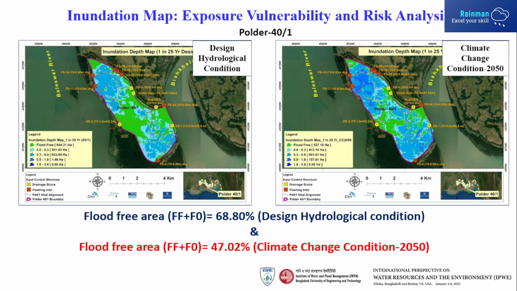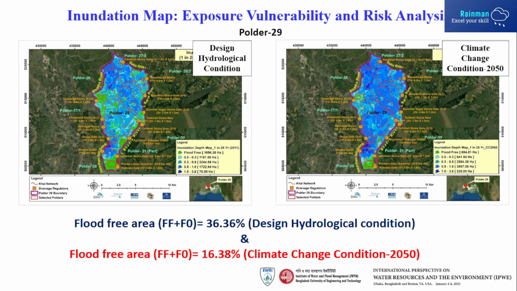And this is for Polder 40/1, and the inundation free area is 68%, and in the climate change condition here 47.02%. And for Polder 29, the flood free area is 36%, and in the climate change condition 16%. So we can say a polder is free from inundation when the flood free area is 80%, and our target is to achieve 80% flood free area.